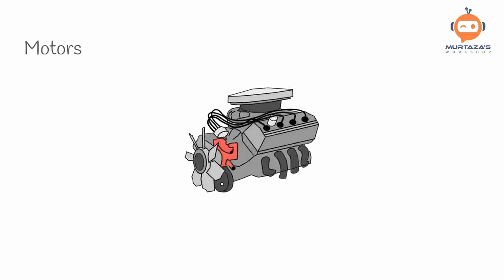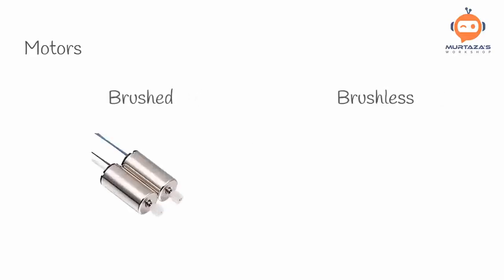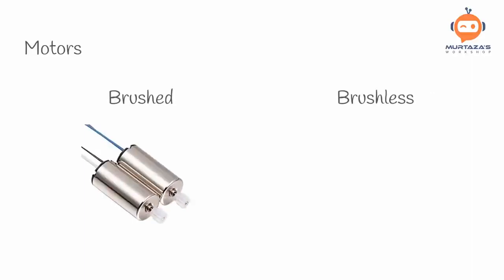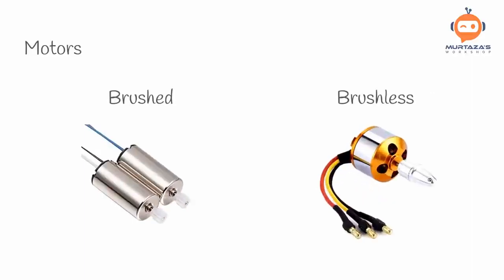Motors can be considered as the engine of the system that creates the lift and allows the drone to fly. There are 2 main types of motors used in a drone: brushed and brushless. Brushed motors are simple and cheap, whereas brushless motors are expensive but have a better weight to power ratio.